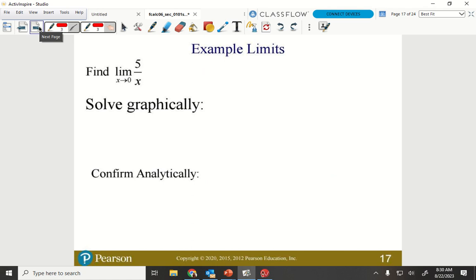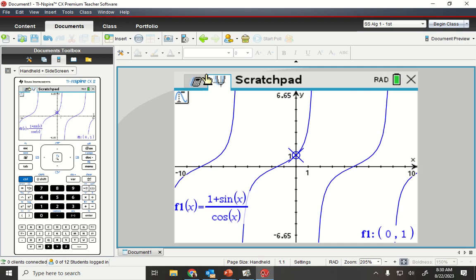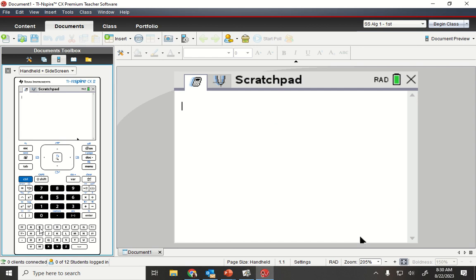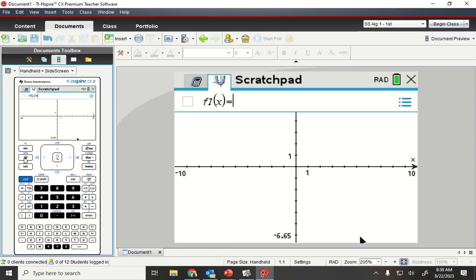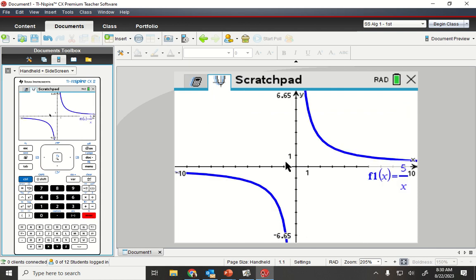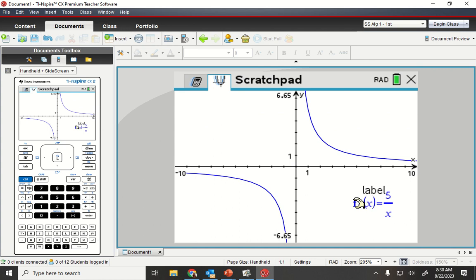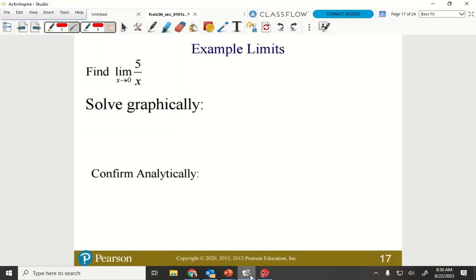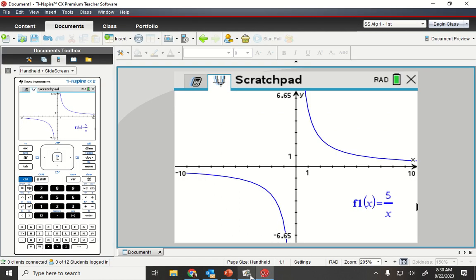All right, now solve graphically. Now my function is 5 over x. So clear it. I'm going to do doc B so we can start over again. Go back to this. Control, divide, 5 over x. Hit enter. Now, we want the limit to go to 0, right? As the limit approaches 0.